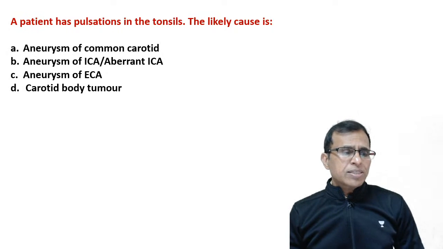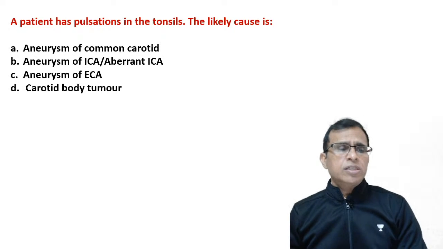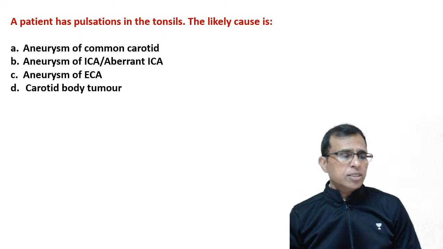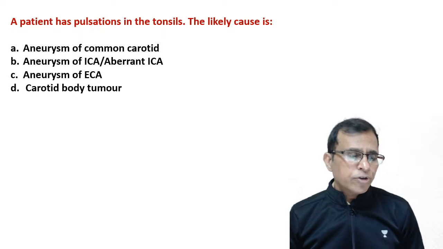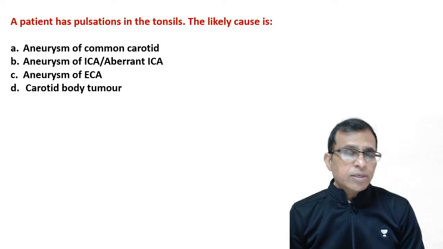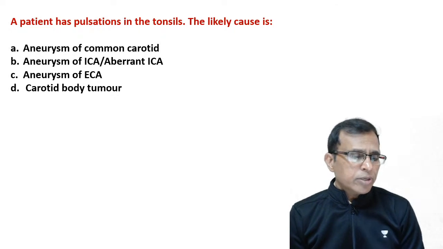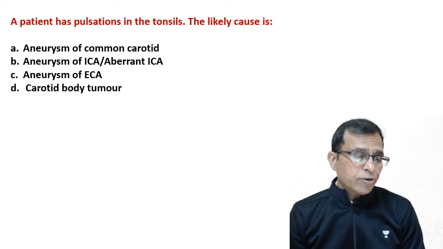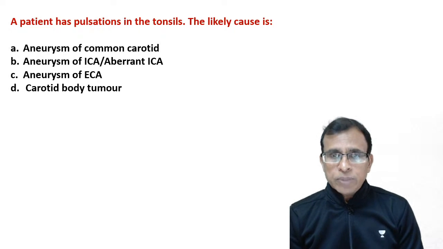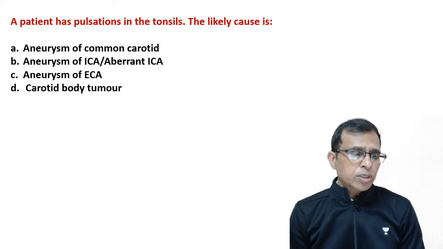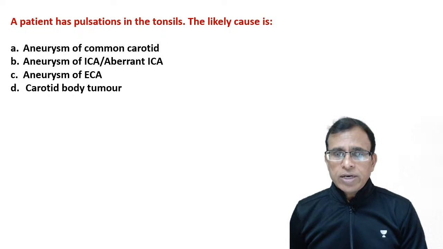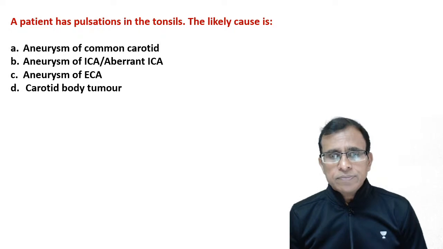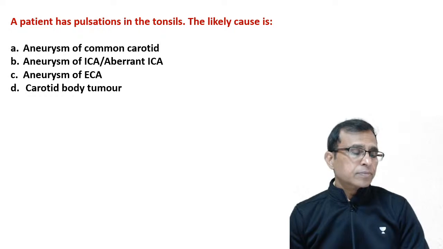Now the patient has a pulsation in the tonsil. The likely cause of pulsation in the tonsil is an aneurysm of the common carotid artery, an aneurysm of the internal carotid or aberrant internal carotid artery, an aneurysm of the external carotid artery, or a carotid body tumor. So which one of the following can show pulsation in the carotid? I want you to answer this question. Please do answer. Try to answer at least.